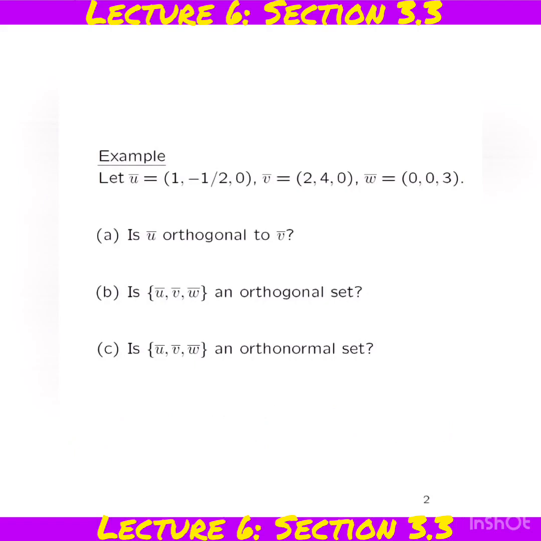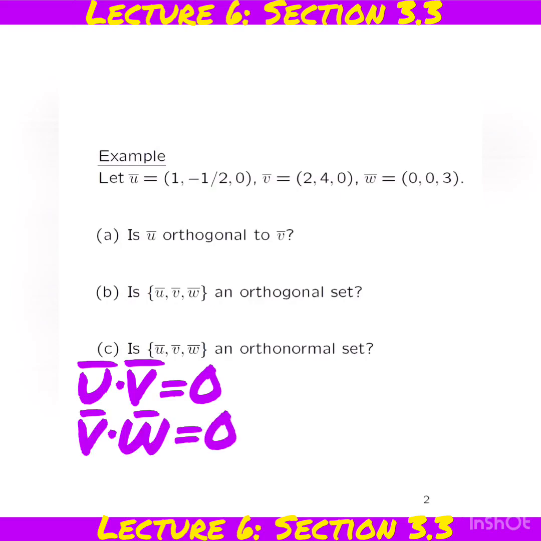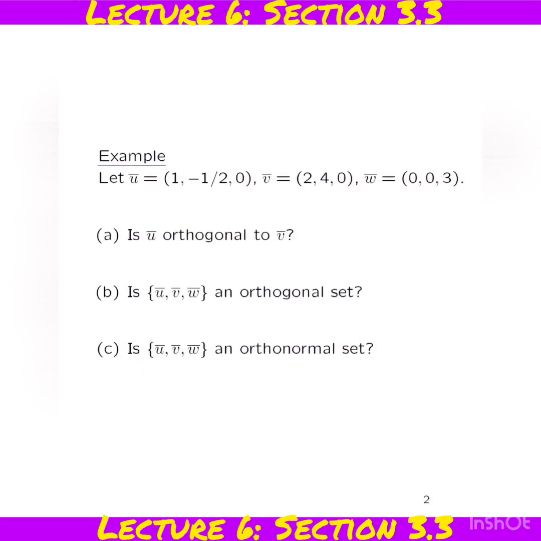All right, number 2 is that set there, orthogonal set. So check all the vectors. U is orthogonal to V. The dot product between U and V is 0. The dot product between V and W is 0. And the dot product between U and W is 0. So every pair of vectors in that set is orthogonal. And because every pair of vectors is orthogonal, it's an orthogonal set.